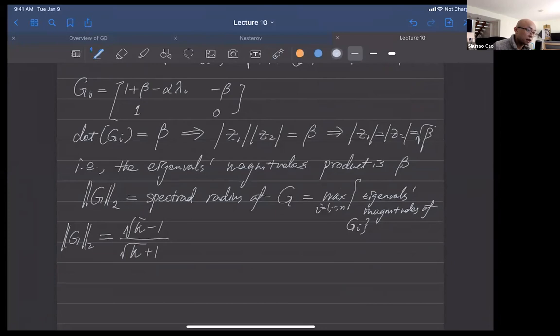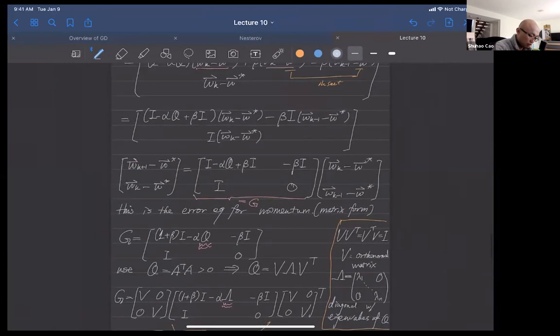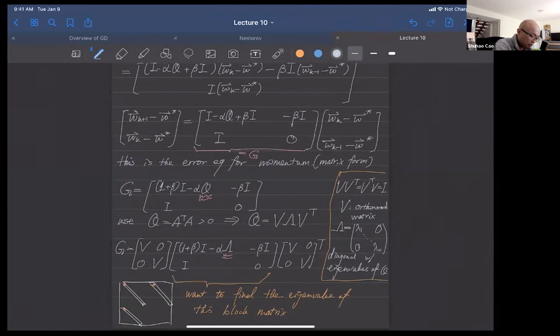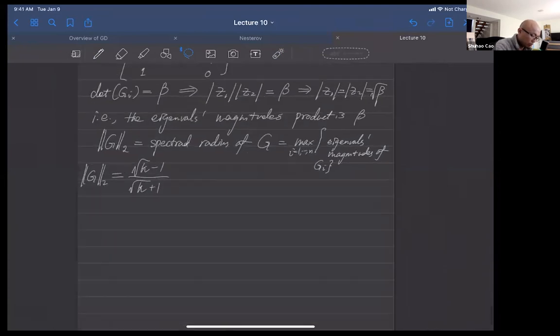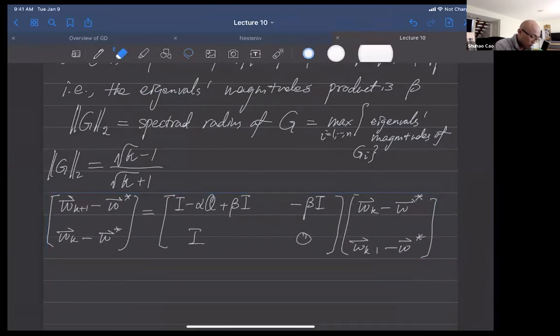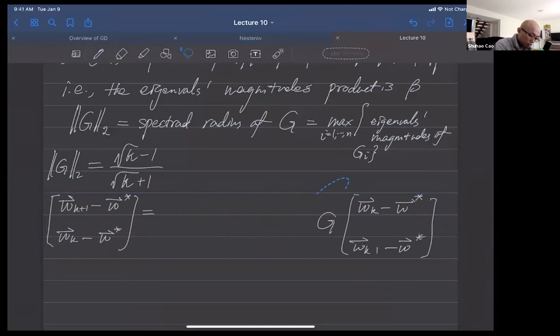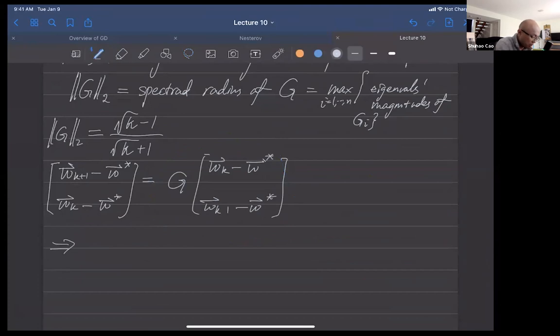So now we have finally reached our rate of convergence for momentum. Let me just copy down this error equation right here. So this is our G matrix, right? Now if we apply the Cauchy-Schwarz inequality, we'll have this as, let me just copy.